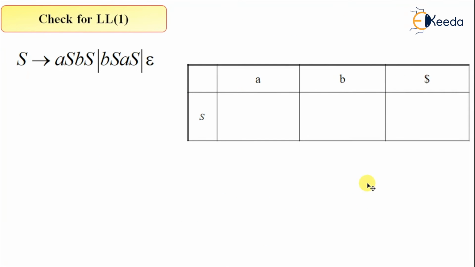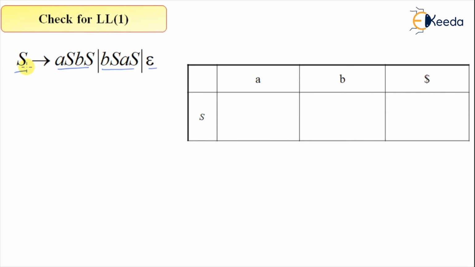Welcome again, we are discussing another example for the grammar to be LL1. We'll apply the same method over here: construct the parsing table, and then decide whether the given grammar is LL1 or not. This is the grammar: S derives aSbS, bSaS and epsilon. We want to check whether this grammar is LL1 or not. We'll go production by production and fill the entries.